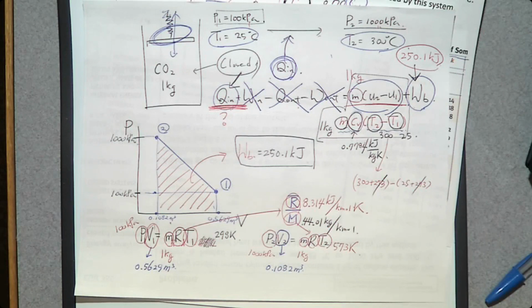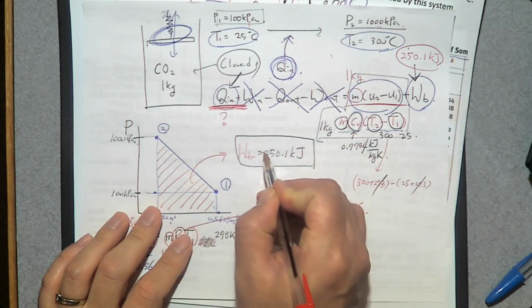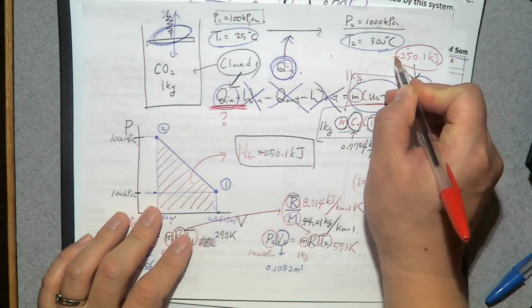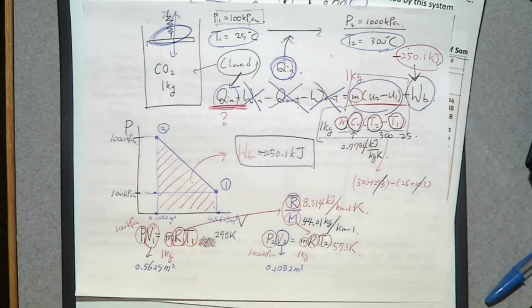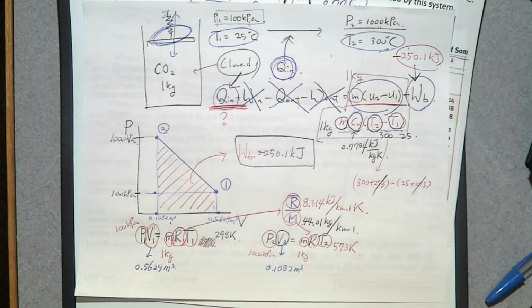So it's a compression process. So moving boundary work should be minus 250.1. Then you can determine Q in. That's how you solve this problem. Any question? No. You have a calculator.